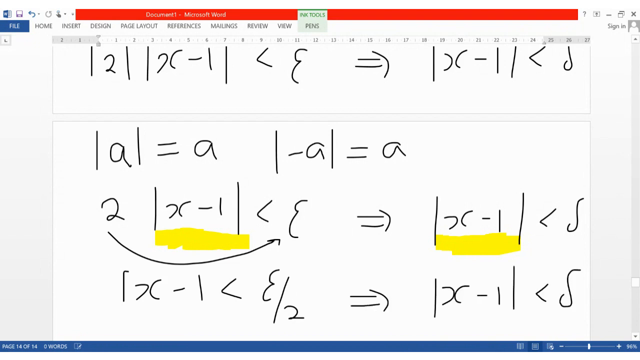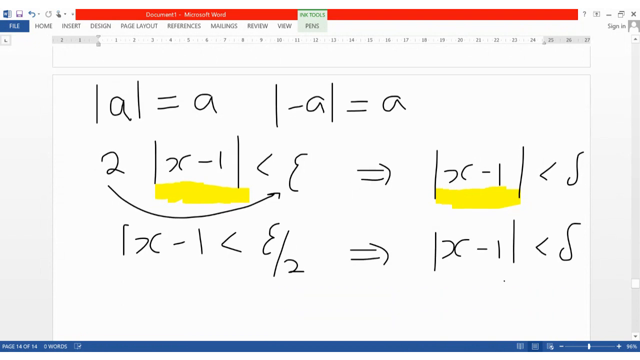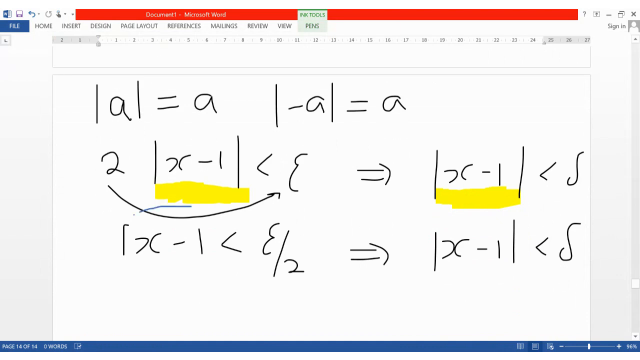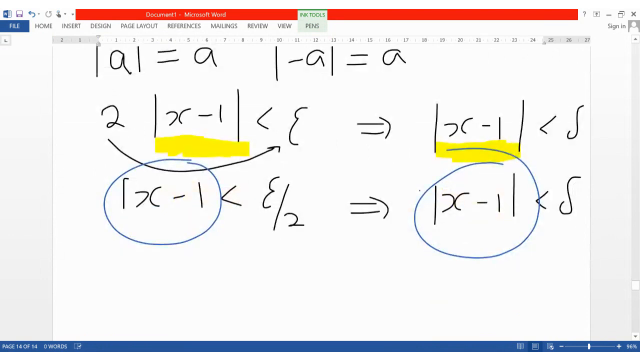Now check this one out. Now I have similar things. At this side, I have the same function. That was my goal, to have functions that are corresponding. So the magnitude of x minus 1 is less than epsilon over 2, and the magnitude of x minus 1 is still less than delta. What can we say about the epsilon over 2 and the delta? We have similar things on the left-hand side.